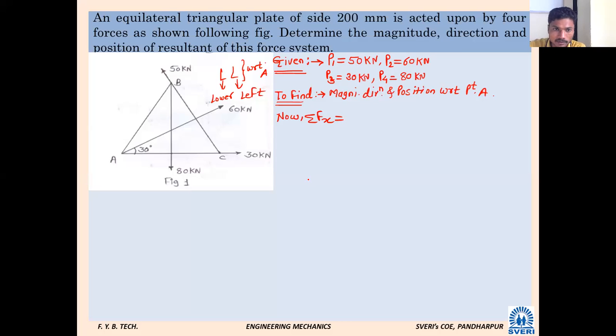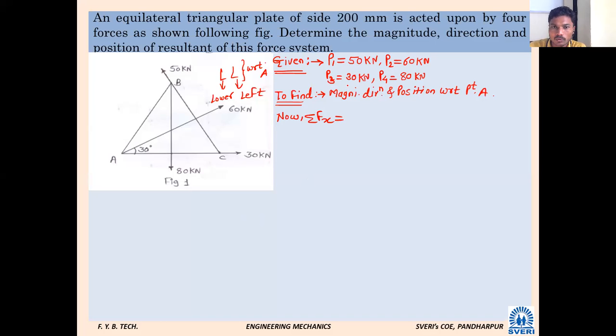Those who have not tried, or tried but got another answer, we will solve for them quickly. Okay, so summation Fx. How many forces are there in this system? 1, 2, 3, 4. Four forces. We have given names also: P1, P2, P3, P4.